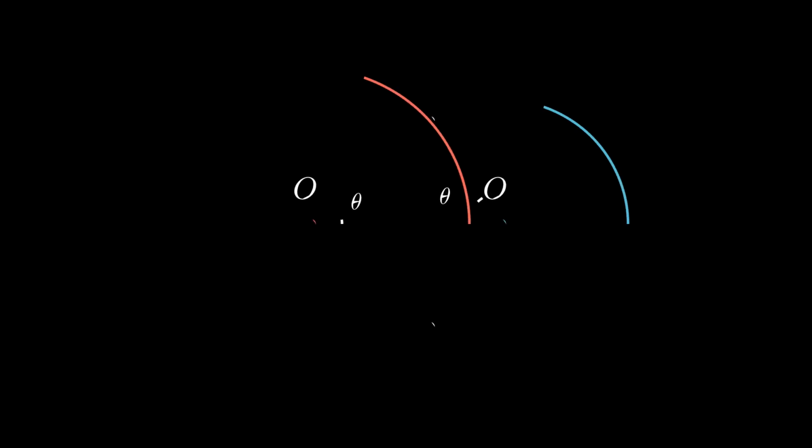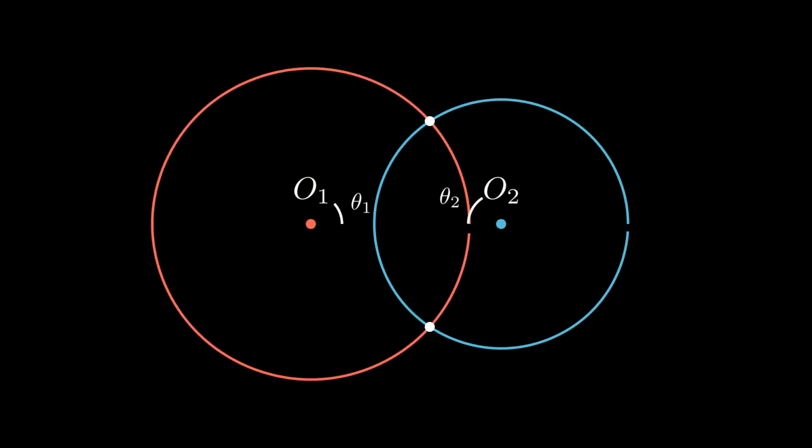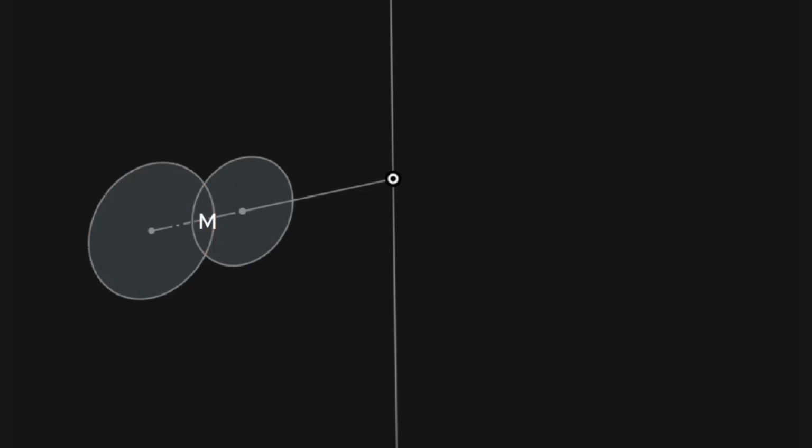Imagine two circles with radii r1 and r2. Theta 1 and theta 2 are half of the arc angles. This will make the calculations easier. Let's get this to 3D.